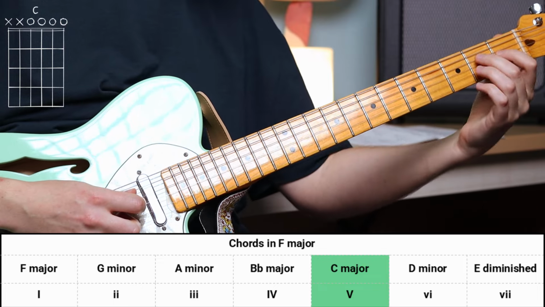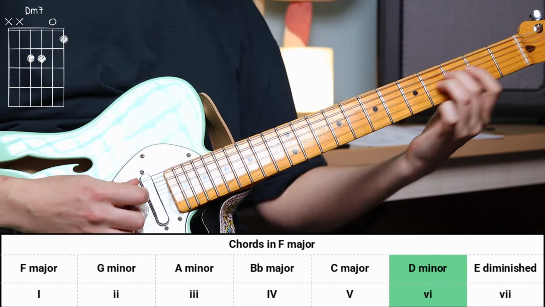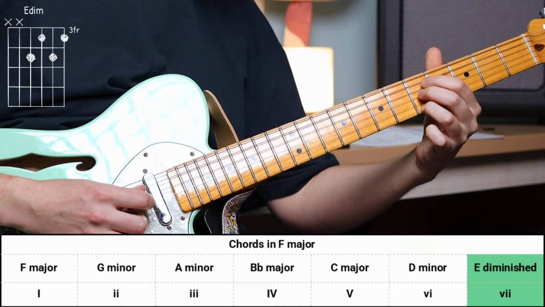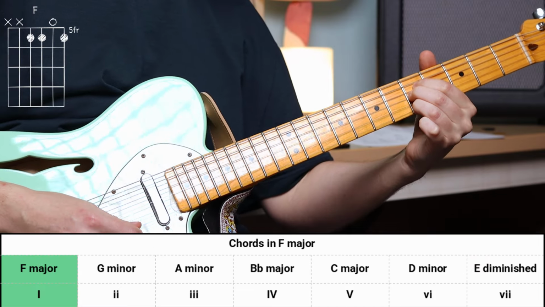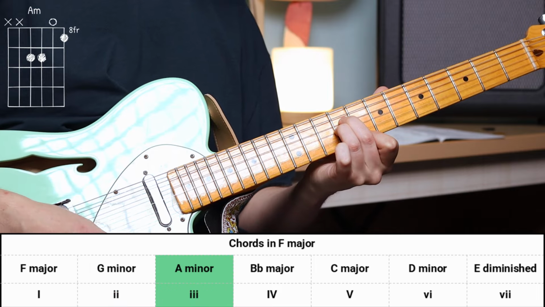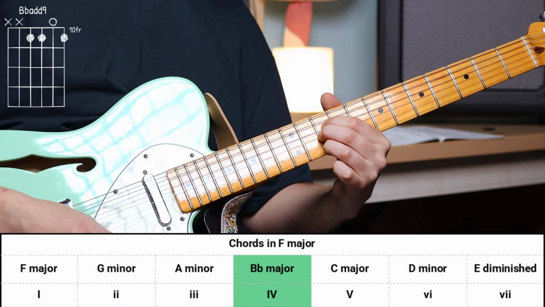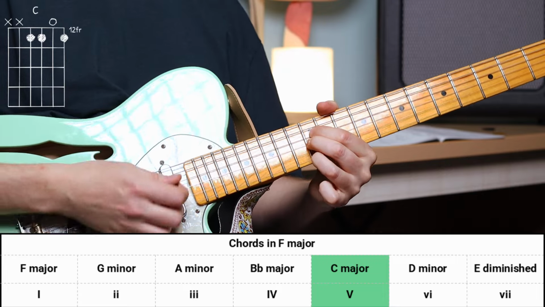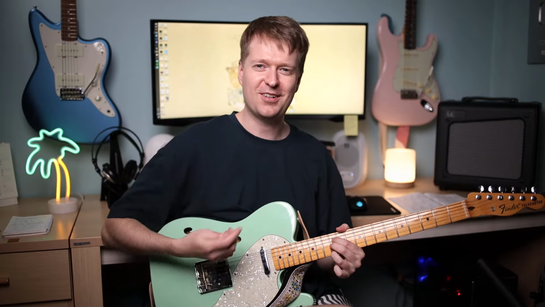Now we're going to have a D minor, E diminished, and then our F major chord. There's the tonic, right? Then G minor, A minor, a B flat major, and then back to the C there, but it sounds like it needs to keep going, right, to resolve.